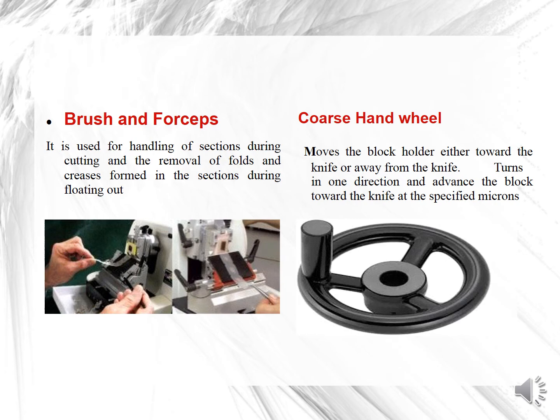This is the coarse handle wheel. It moves the block holder either towards the knife or away from the knife. It turns in one direction and advances the block towards the knife by the specified microns.